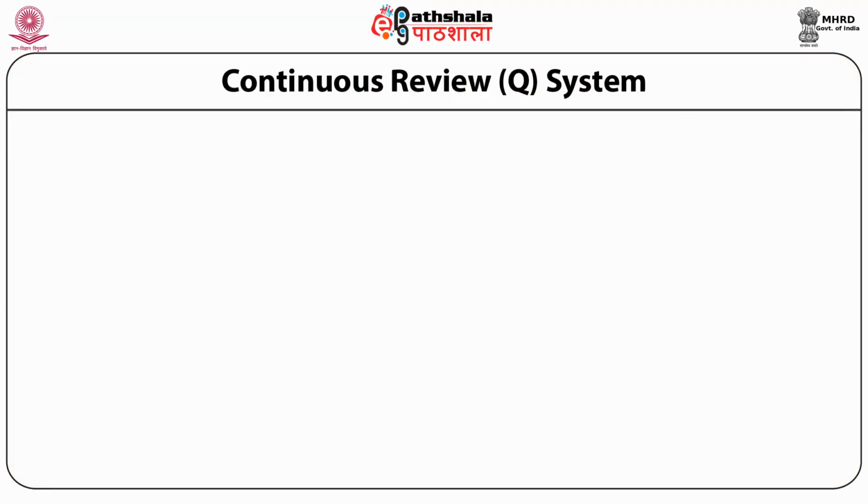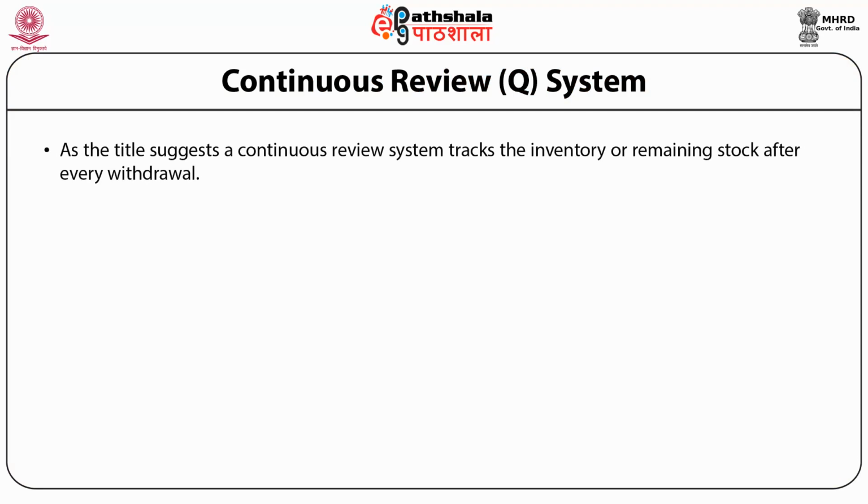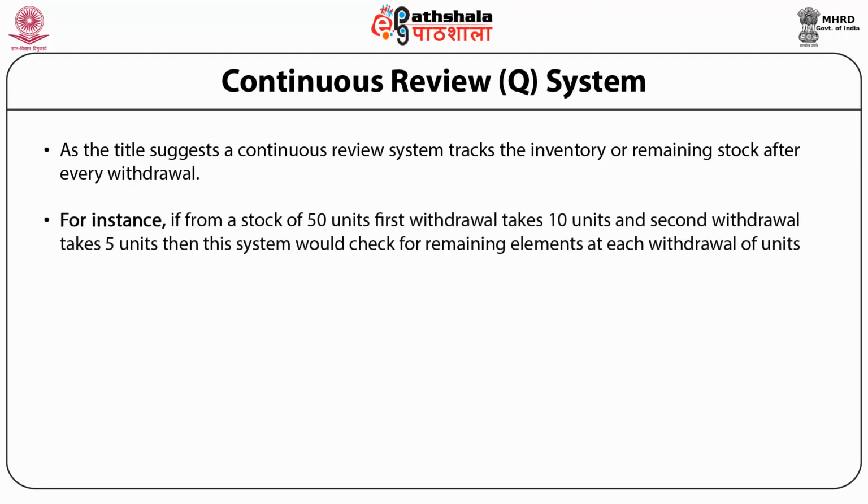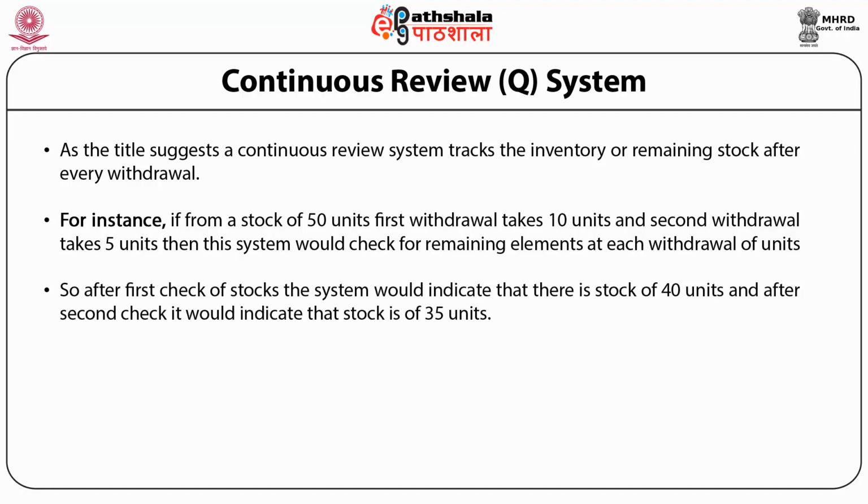Continuous review system. As the title suggests, a continuous review system tracks the inventory or remaining stock after every withdrawal. For instance, if from a stock of 50 units, the first withdrawal takes 10 units, and the second withdrawal takes 5 units, then this system would check for remaining units at each withdrawal. So after the first check of stocks, the system would indicate that there is a stock of 40 units, and after the second check it would indicate that the stock is 35 units.